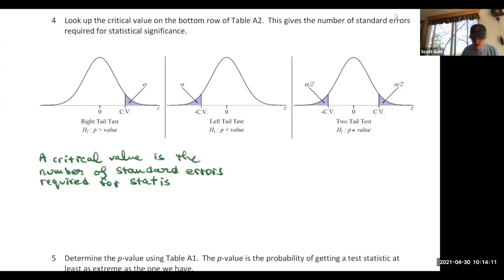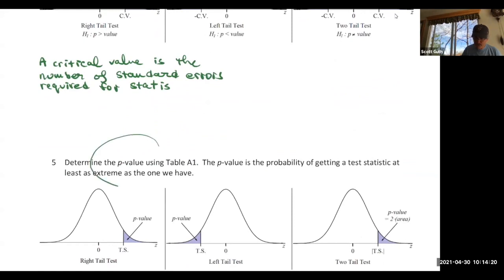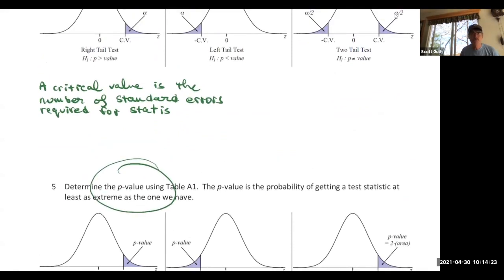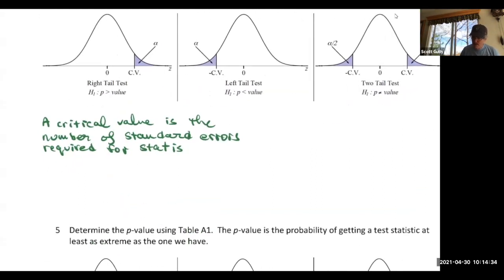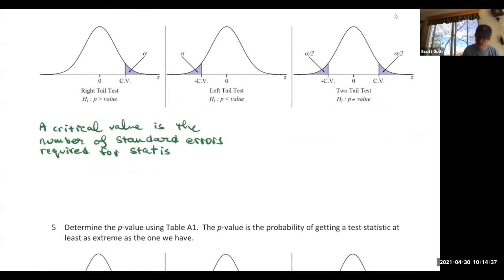This is the only way to do it with critical values. There's two ways to do these tests, and right now I'm going to make you do it both ways. One way is with the critical value, and the other way is with the p-value. They're equivalent methods, but one uses basically a z-score to make a decision, and the other one uses a probability to make the decision. Okay, so I'm making you do both of these, and I'm sorry about that, but they're both important. Okay, so critical value is the number of standard errors that's required for statistical significance.